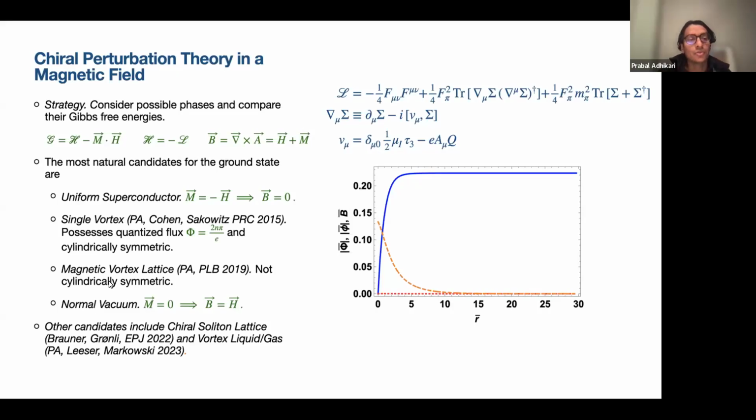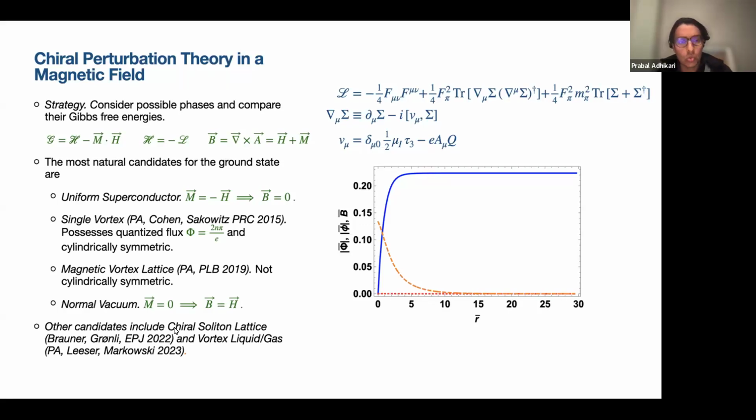And then the natural generalization of a single vortex is a magnetic vortex lattice, where there are lots of these holes punctured through the superfluid, and that will be the main part of today's discussion. And then if the magnetic field is too large, then it becomes unsustainable to have a superfluid, which means that you end up in the normal vacuum. And this is not the full picture. There may be other possibilities.